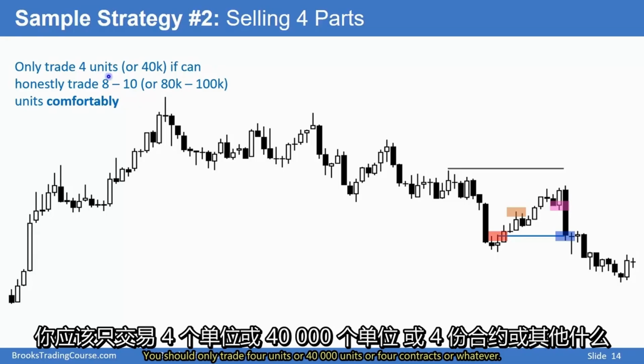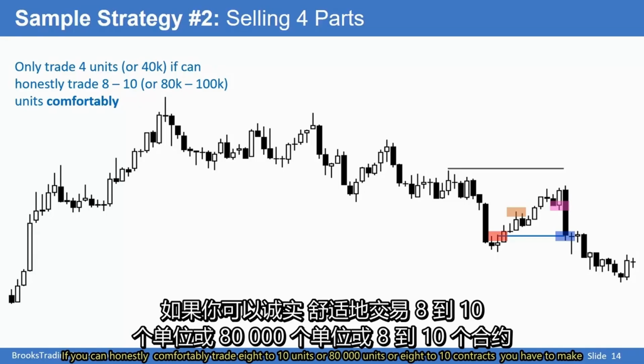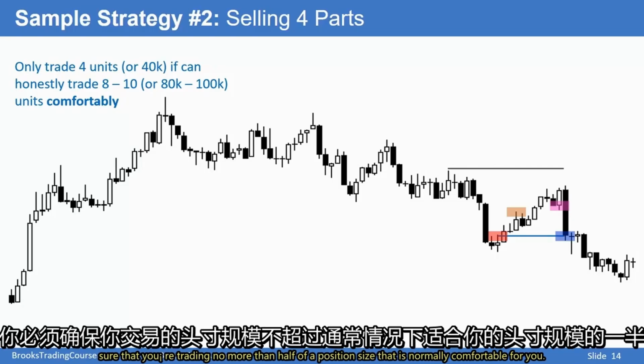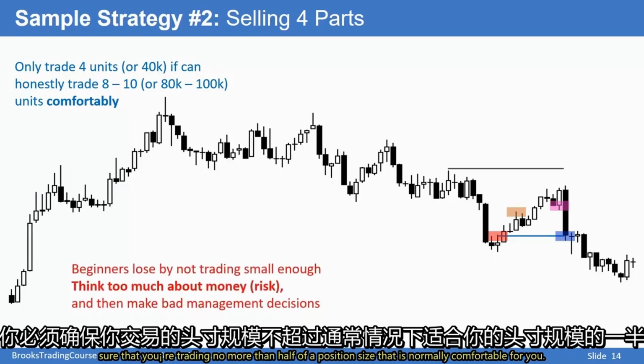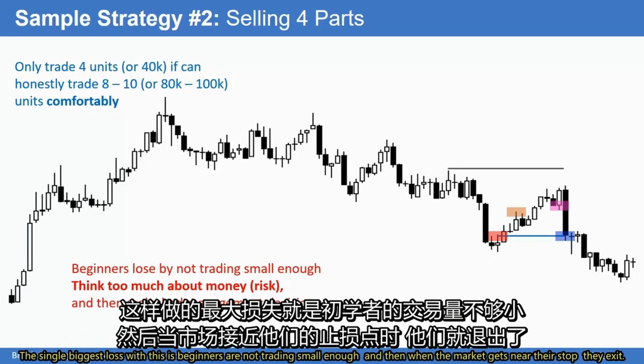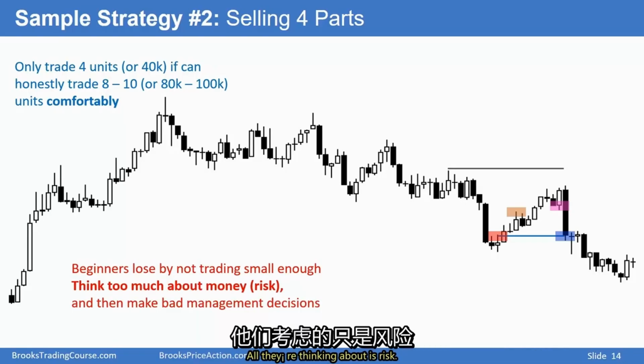You should only trade 4 units or 40,000 units or 4 contracts or whatever if you can honestly, comfortably trade 8 to 10 units or 80,000 units or 8 to 10 contracts. You have to make sure that you're trading no more than half of a position size that is normally comfortable for you. The single biggest loss with this is beginners are not trading small enough. And then when the market gets near their stop, they exit. All they're thinking about is risk.